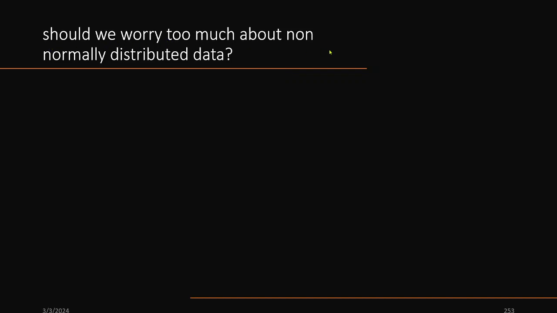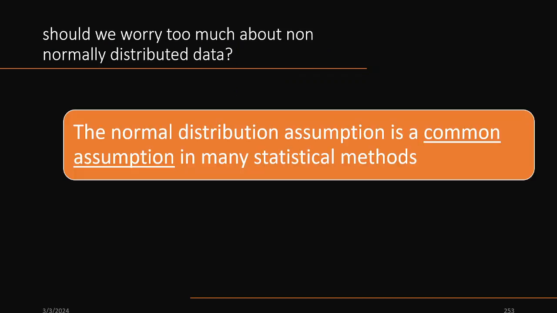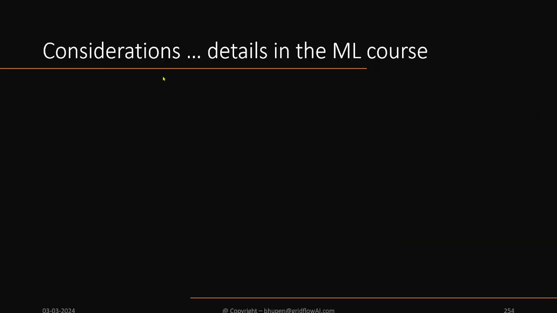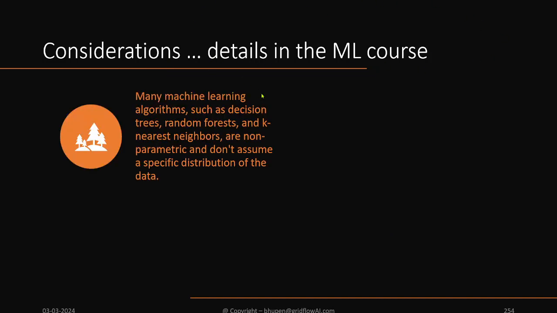All right, should we now? This is the most important point that we have in our mind. Should we worry too much about non-normally distributed data? Normal distribution is a common assumption in many of the statistical methods, but not all machine learning models require the data to be normally distributed. Some of the considerations that I have listed here, we will discuss in our machine learning course anyway.